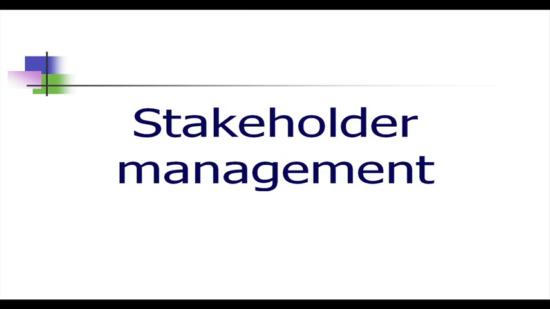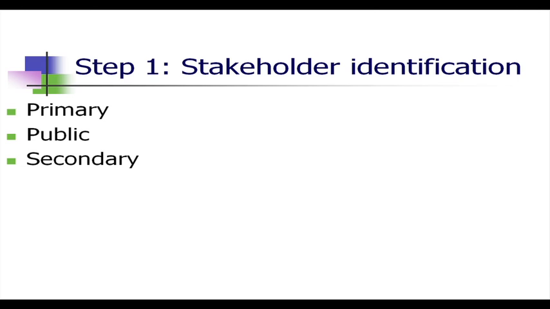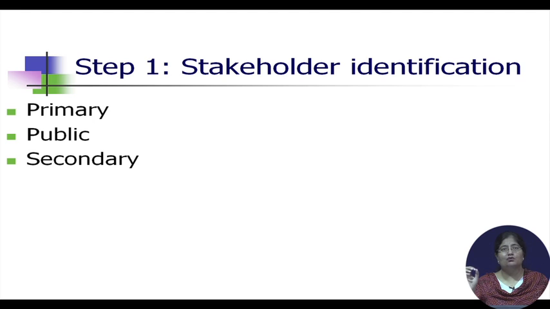Stakeholder management, and what we will discuss in the beginning is the comprehensive stakeholder management process model. This has been proposed by Preble in a paper published in 2005. So I'll just show you that model. Okay. Preble says that step 1 of stakeholder management is stakeholder identification. We need to know who our primary stakeholders are, who our public stakeholders are, and who our secondary stakeholders are. So we need to know what we are dealing with.